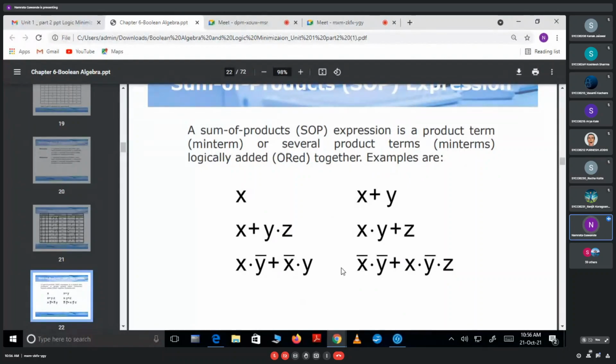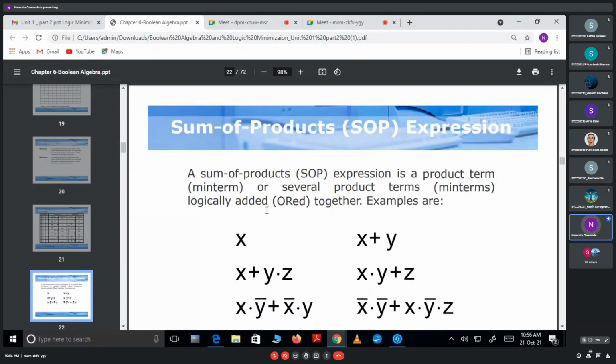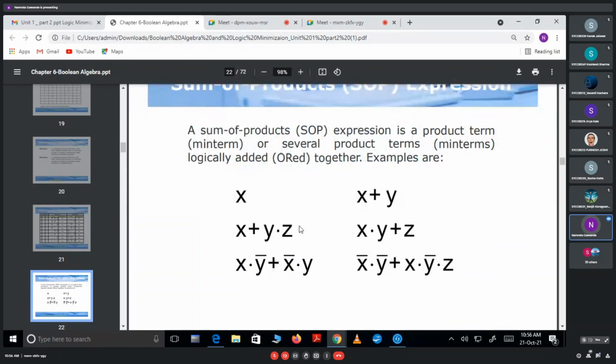See, first go through these expressions. X, only a single variable. X plus Y, only two variables, two literals. Here, three literals. Here also, three literals. Here, two literals, X and Y. Here, three literals. But what you can observe is that this is a single variable, so we cannot find out whether it is SOP or POS. But with the help of these expressions, we can find out whether it is SOP or not.